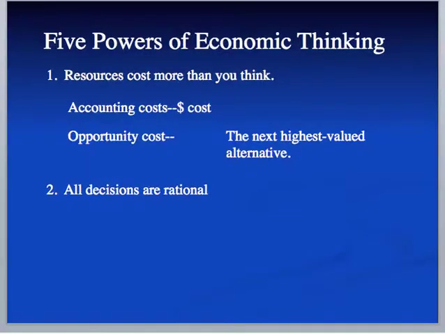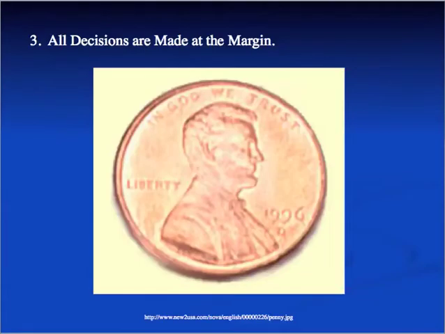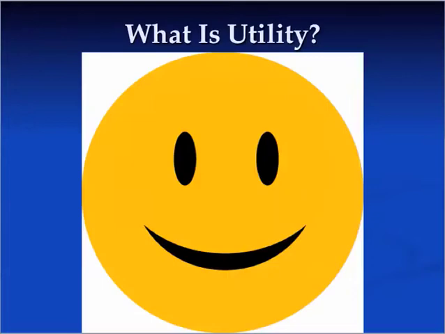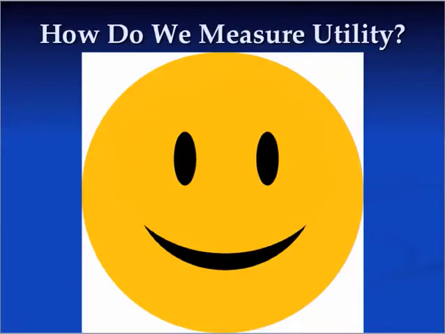We talked about the 5 powers of economic thinking, about resources cost more than you think, again adding in that opportunity cost. Once again, the whole all decisions are rational mentality. We talked about decisions being made at that margin, and of course what gives us satisfaction, which again in economic language we're calling utility, that satisfaction from whatever economic activity we're engaged in. We talked about measuring it this week and that it diminishes, there is too much of a good thing.